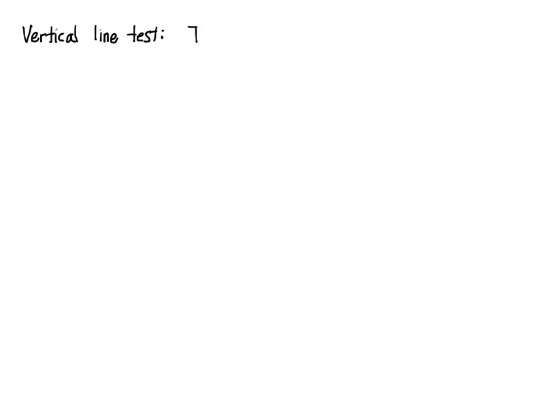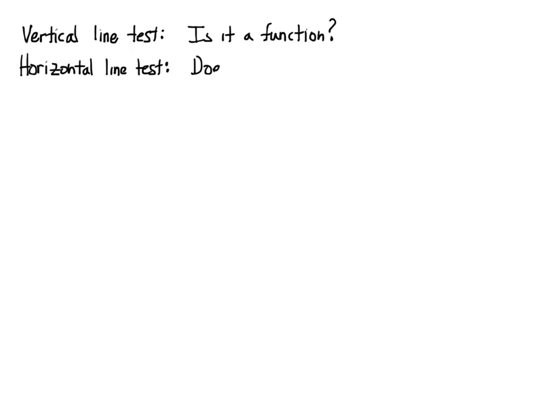Okay, so we have two tests that involve lines when we're looking at graphs of functions that will tell us. The vertical line test is if I put a vertical line through a function or through a candidate for a function, if it only crosses in one place, no matter where I put that line, it's a function. We have this horizontal line test, which is similar, except that we're going to use a horizontal line instead of a vertical line, and this will tell us if there's an inverse or not.